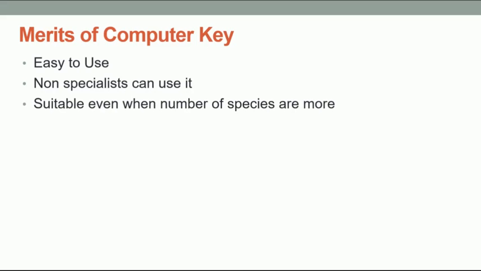Now it is very much suitable even when there is a very large number of species to be identified, because you just have to make a program, give all the input in the form of information, in the form of pictures or relevant information, and the computer will process it, and you can get the specific identification of the unknown specimen. Yes, it saves printing, because you don't have to get a printed copy of the key.